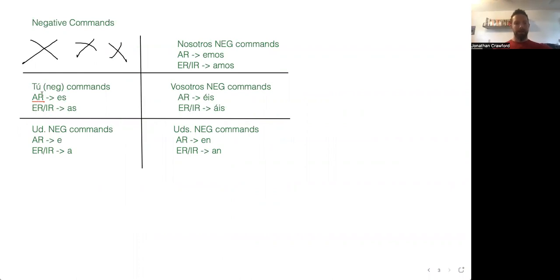So, two, if it's negative, then we say no hables, and you have to have an S. No hables, no hables. You would say no, and if you say me, it has to go before. No me hables. Don't talk to me. It's not a very nice thing to say.